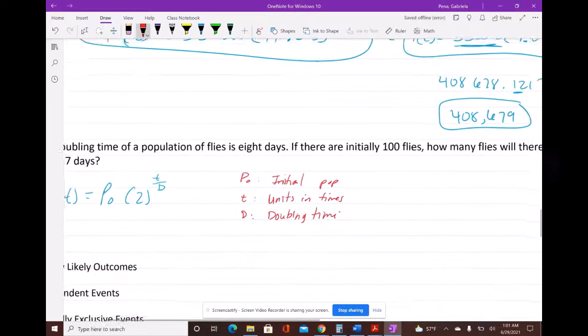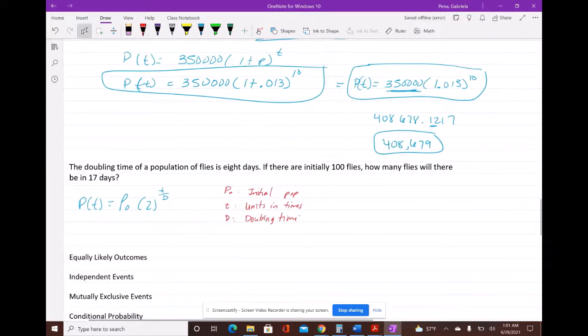So taking this into consideration, let's look at this problem. It says the doubling time for the population is 8 days. So then I should already know this is 8. And there are initially 100 flies. So I know this is 100. And I know that my units, we're talking about days. So that's your units in time. So what do I have to do? Plug it into the calculator here. How many flies will be there in 17 days?